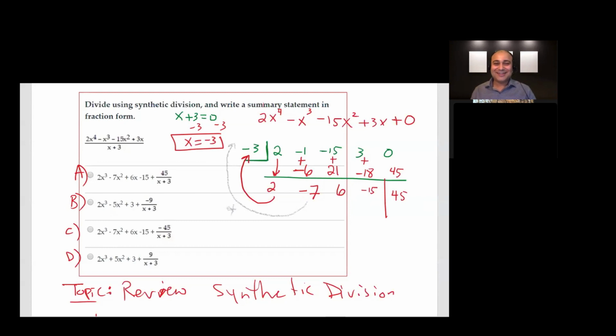Great. Okay, nice. All right, so you said A, are you sure about that? 2x cubed minus 7x squared plus 6x minus 15, and I divide 45 by the divisor right here, x plus 3. Perfect. 45 divided by x plus 3. There you go. All right. Any questions? So it will be choice A.